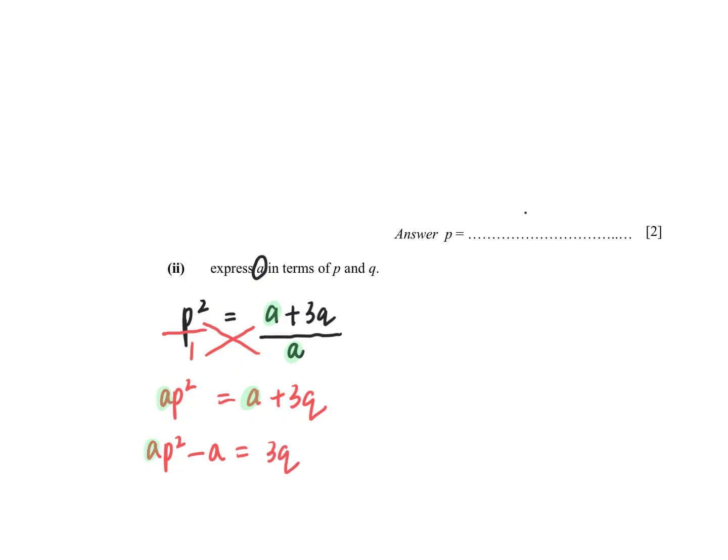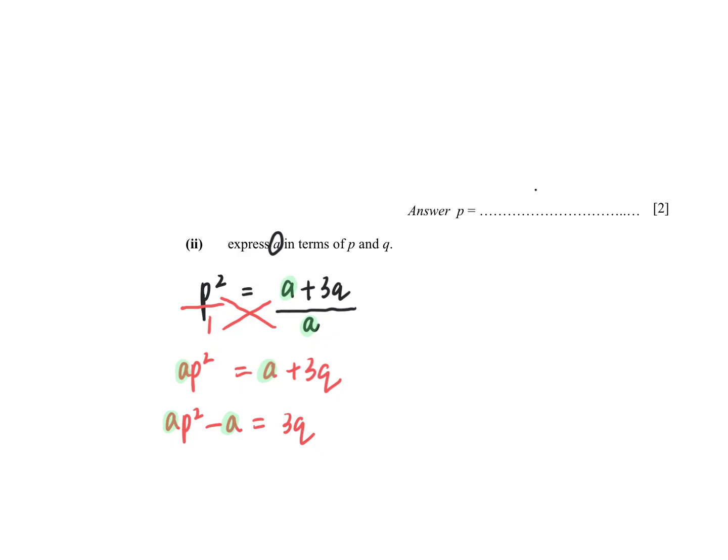So still not isolated. What should I do? P square bring over. Cannot bring over until I take out my A. Factorize. So I factorize, left what? Minus 1. Remember, you take out the A. This one cannot become nothing. It becomes 1. So this is the common mistake you all like to make here.